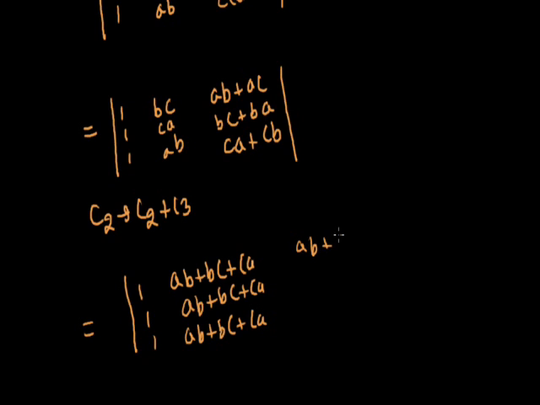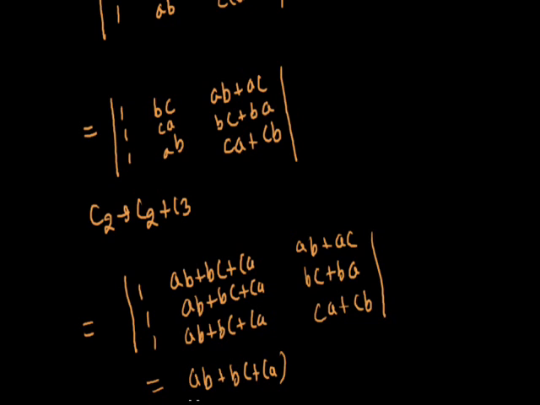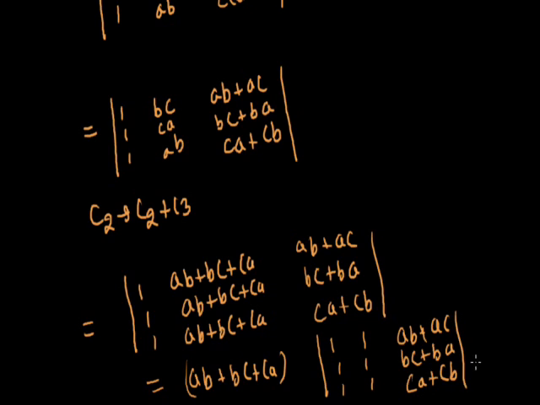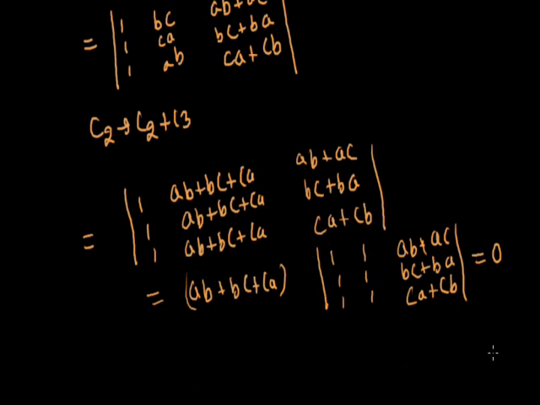Now taking common AB plus BC plus CA, we'll get 1 1 1, BC CA AB, AB plus AC, BC plus BA, and CA plus CB. So the value of this determinant is equal to 0 because C1 and C2 are identical.